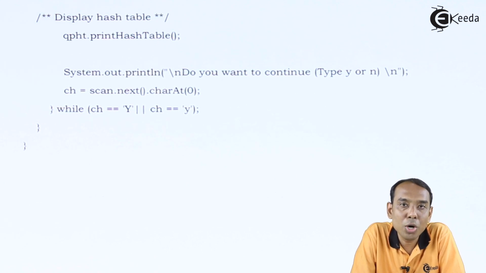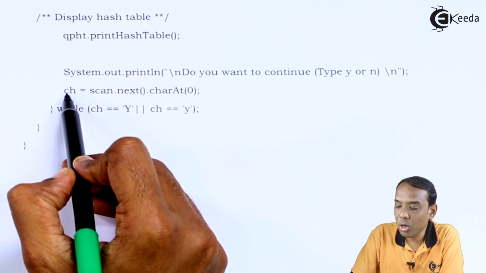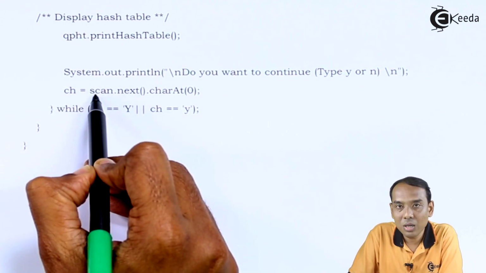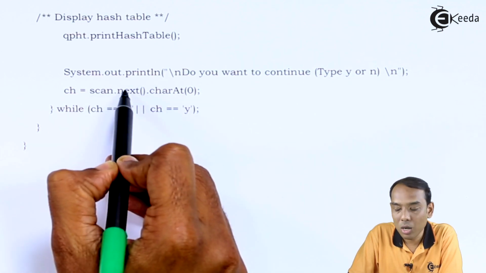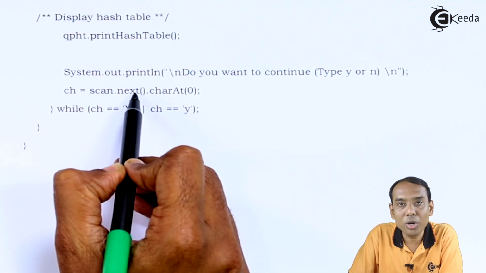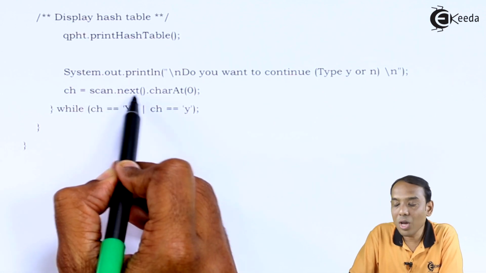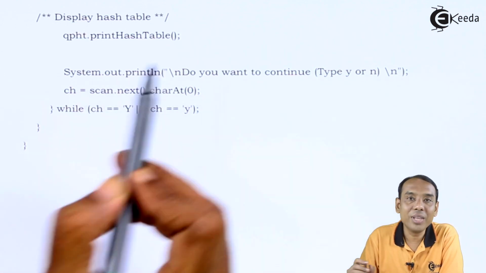For this, we are going to write down ch equal to scan.next. This is the object of the scanner class and the next method is called. So based on this, we are going to take the value. We write down the scan.next method and we are going to call the object of that scanner class.